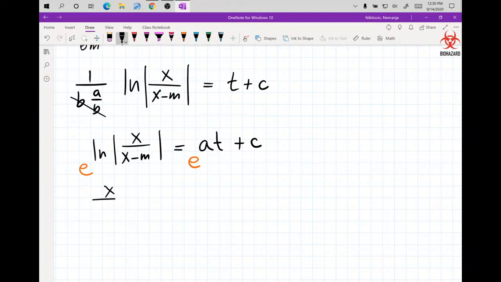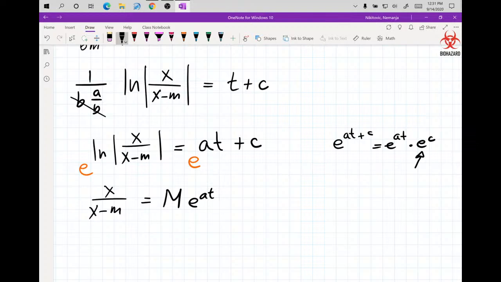And that's going to be x over x minus m equals, now remember that e to the at plus c is e to the at times e to the c. So now I'm just going to write this as capital M, or whatever. Capital M e to the at. So this became capital M.